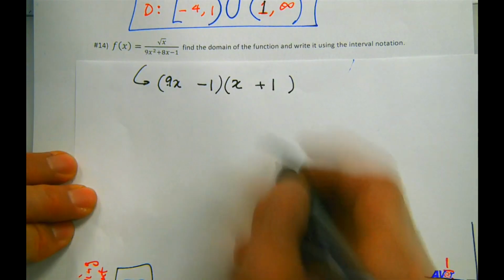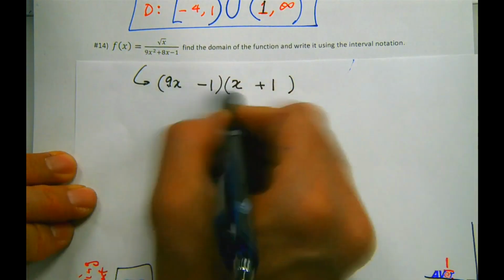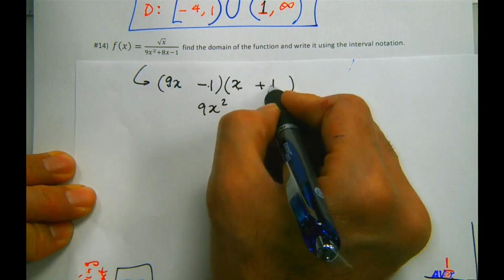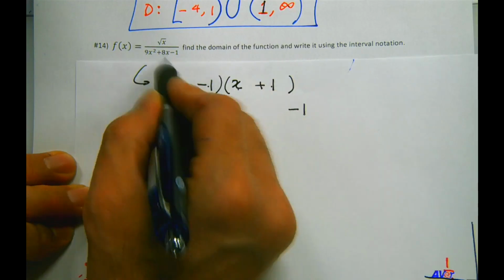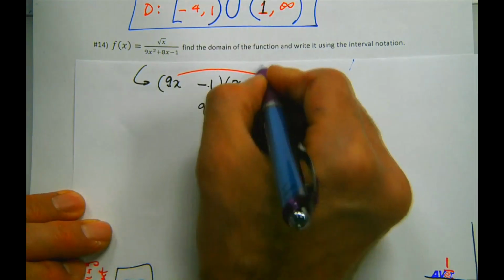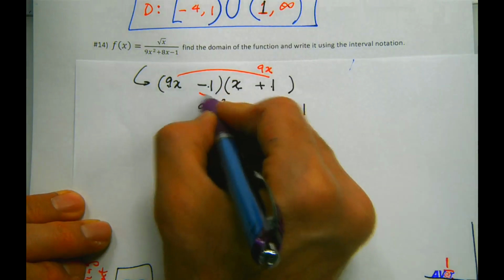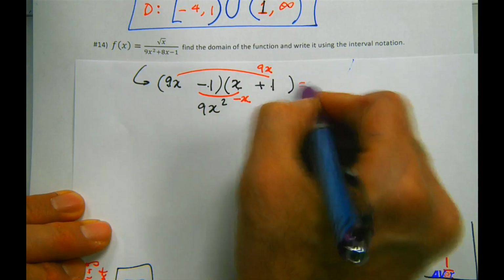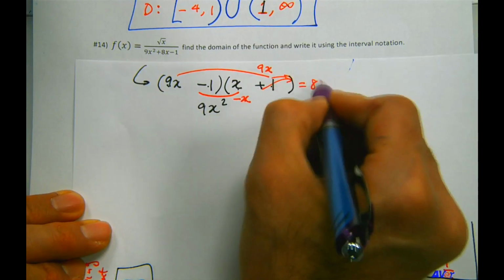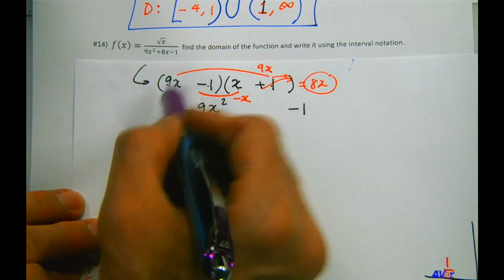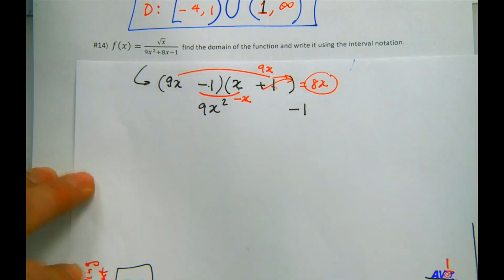I think this factorization is correct, but let's see. 9x times x is 9x squared. -1 times 1 is -1. So where are the x terms coming from? That should add up to 8x. Let's see. 9x times 1 is 9x. -1 times x is -x. 9x minus x gives us positive 8x, which is what we have. So this is the correct factorization of the denominator.